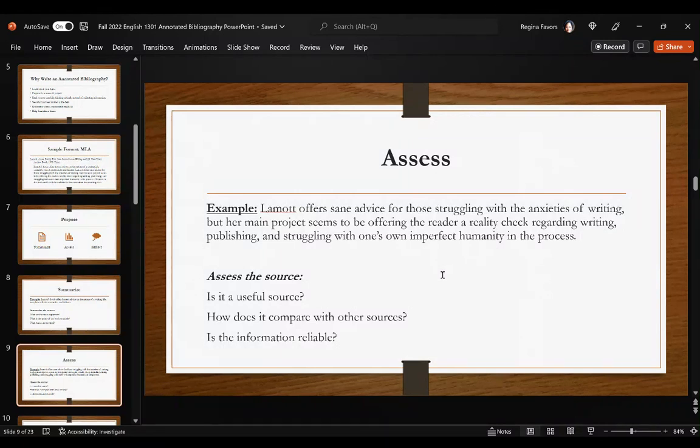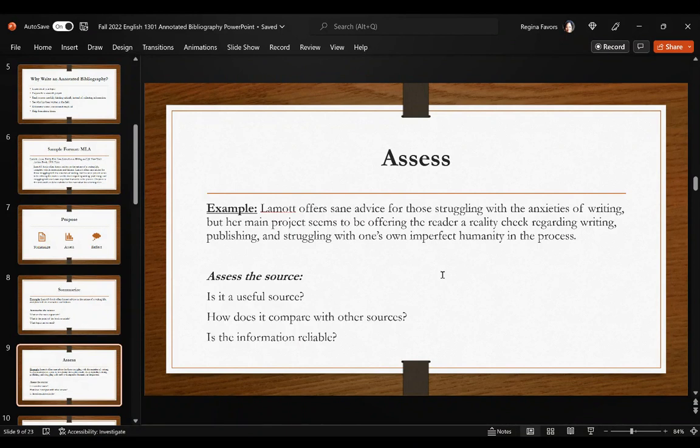So is it a useful source? How does it compare with other sources? Is the information reliable? Well, it's reliable because we have a published author. This person is telling you about the anxieties of writing based upon her previous experiences, and she has moved those anxieties into a publishable book. And so, yes, it is a useful source.